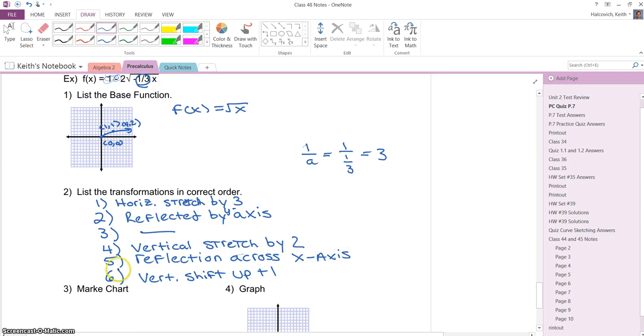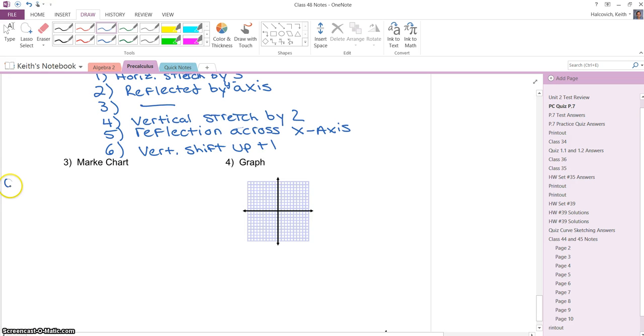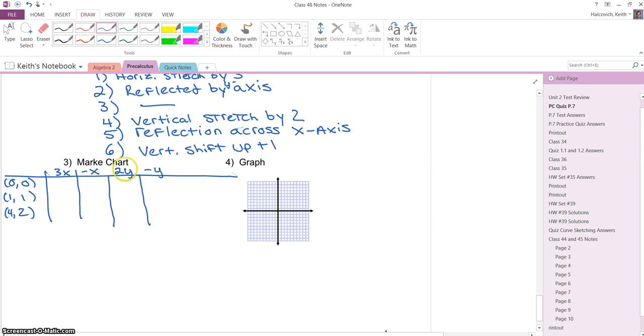So there's a lot of stuff going on. So let's make our chart. So we have our original points, 0, 0, 1, 1, 4, 2. And then we have a lot of stuff happening. We're multiplying 3 times the x values. We're also multiplying x times -1. Then we're multiplying y times 2. Then we're multiplying y times -1. Then we're adding 1 to the y.